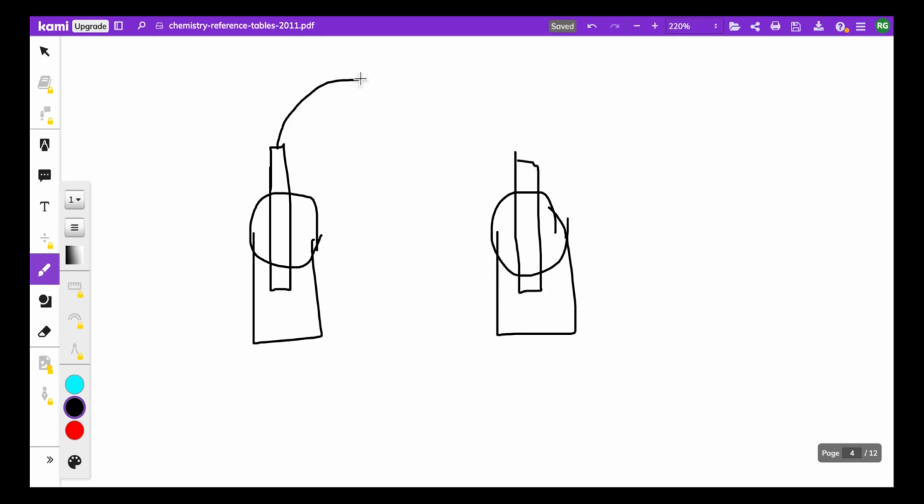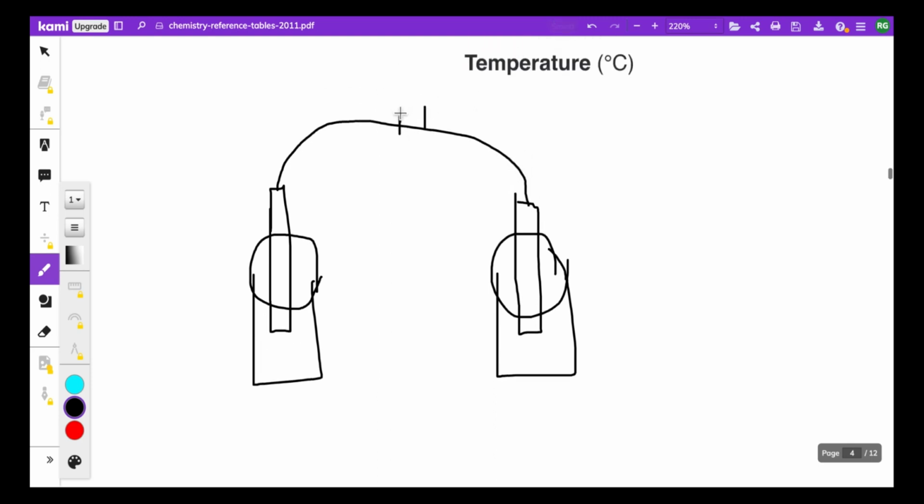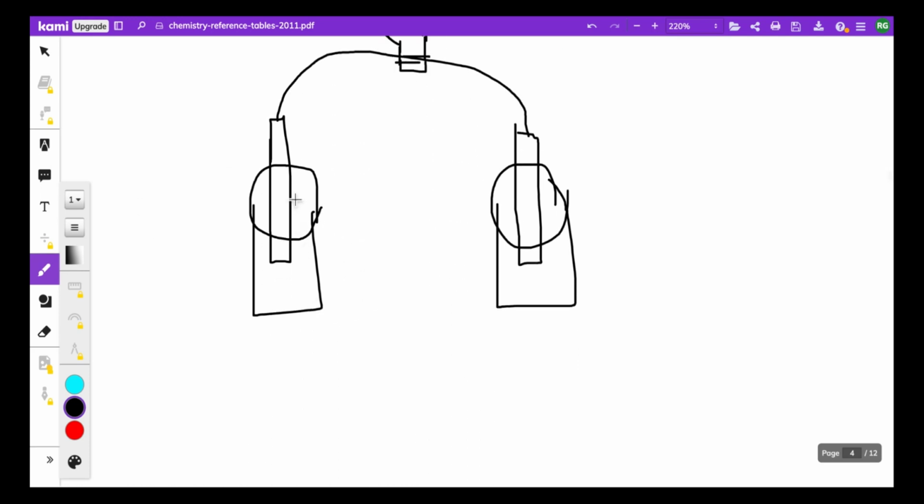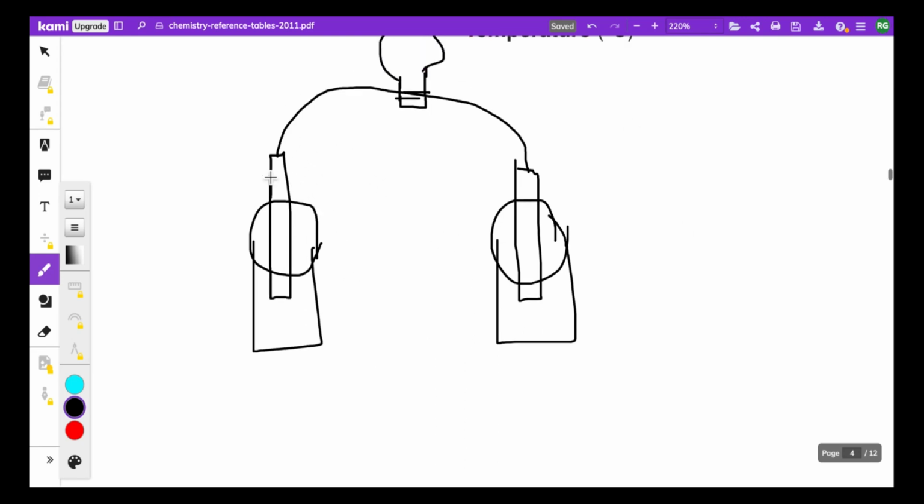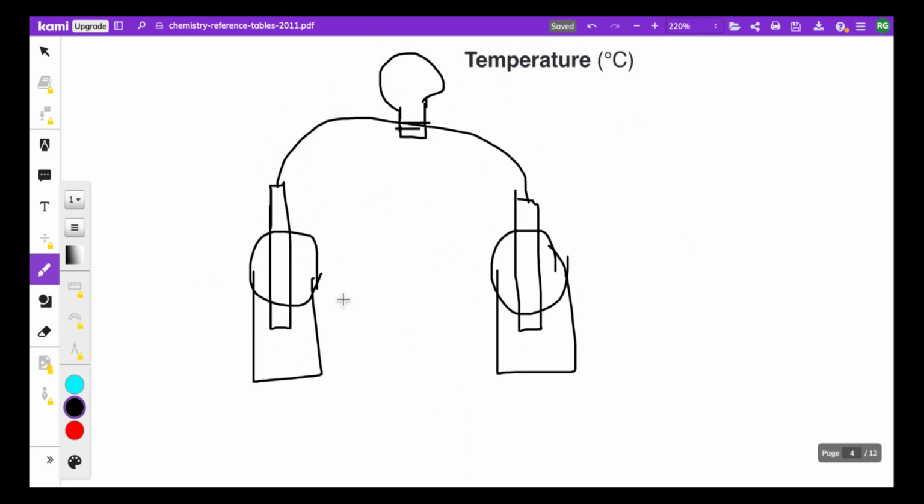You have a wire connecting these metals, and this wire in the center usually has something like a light bulb or a voltmeter in the center. You have a salt bridge. Well, I'm not going to include the salt bridge, just to simplify things. And you have some ions in the water, okay? So imagine if you have water in both of these containers, both of these half cells, and in the water, there are some ions, okay?